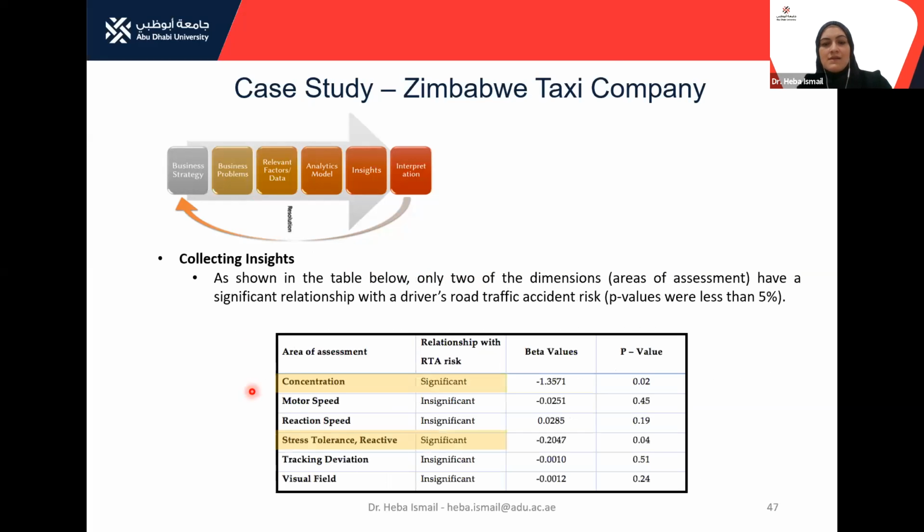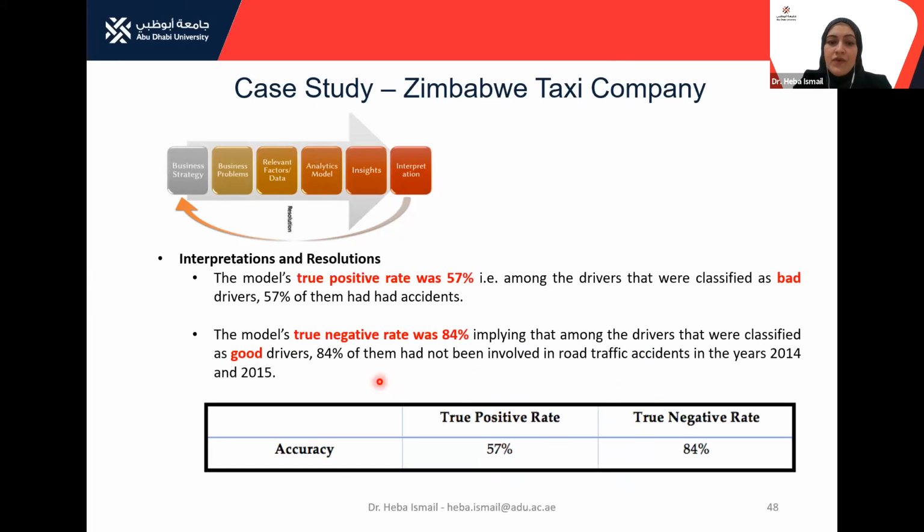If we look at the results here of the regression analysis, they found that concentration and stress tolerance are the most significant attributes, as they have the lowest p-value here. If you compare the p-values of all the dimensions of the psychometric analysis test, these two dimensions have the lowest p-value, which means that these are the most significant ones, really influencing the number of accidents incurred or committed by different drivers.